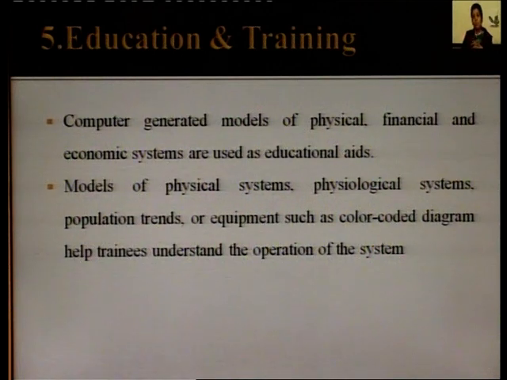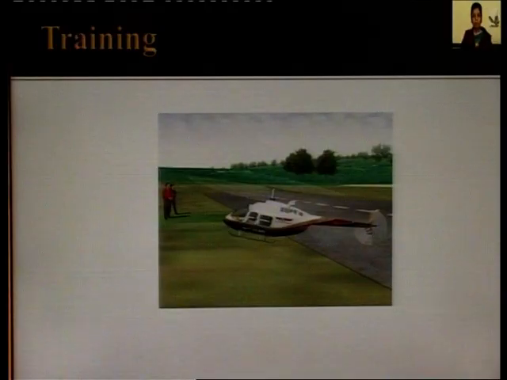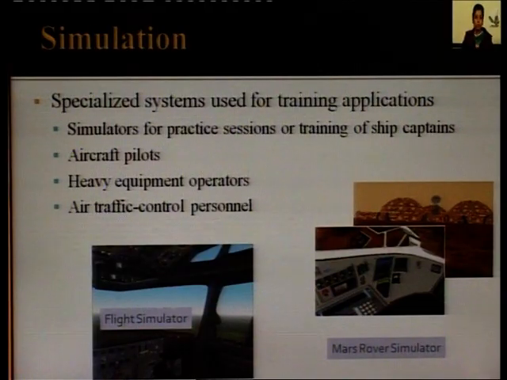That means if you want to give training to a person, then how a particular machine operates is shown to make them feel comfortable. So education is also a medium for computer graphics. In this way, if you want to convey any information to any user, graphics can be used for scientific, engineering and medical data purposes also. Training, for example, a simulator. A simulator is also an example of education and training purposes.